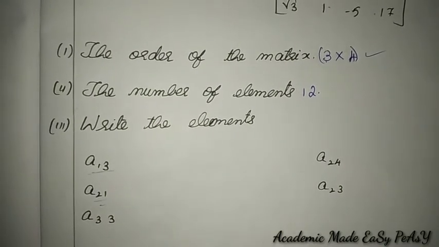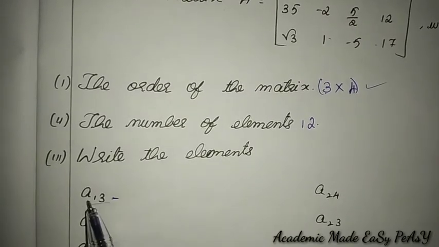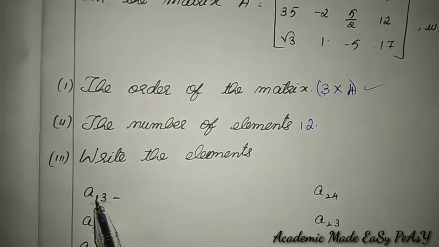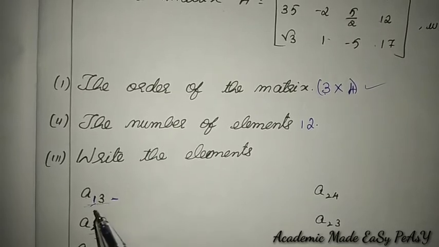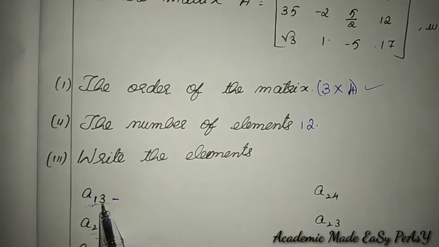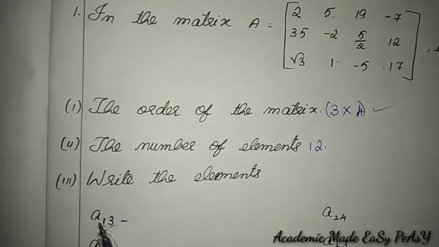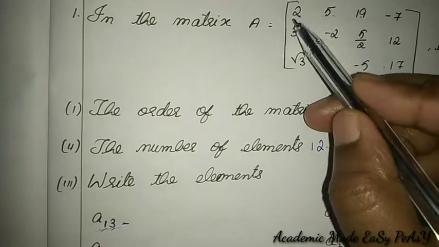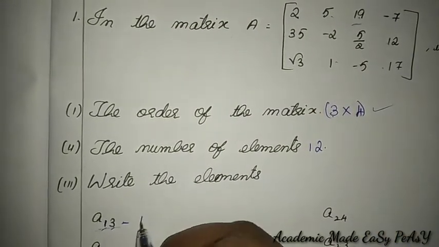Now we have to find it from the given matrix and write. Here the first one is A13, where the position is given. The position is 1, 3. 1, 3 means what? 1 represents the number of the row in which it is present and the 3 is the number of the column. A13 means first row, third column. So first row, third column is 19. So I will write 19 over here.